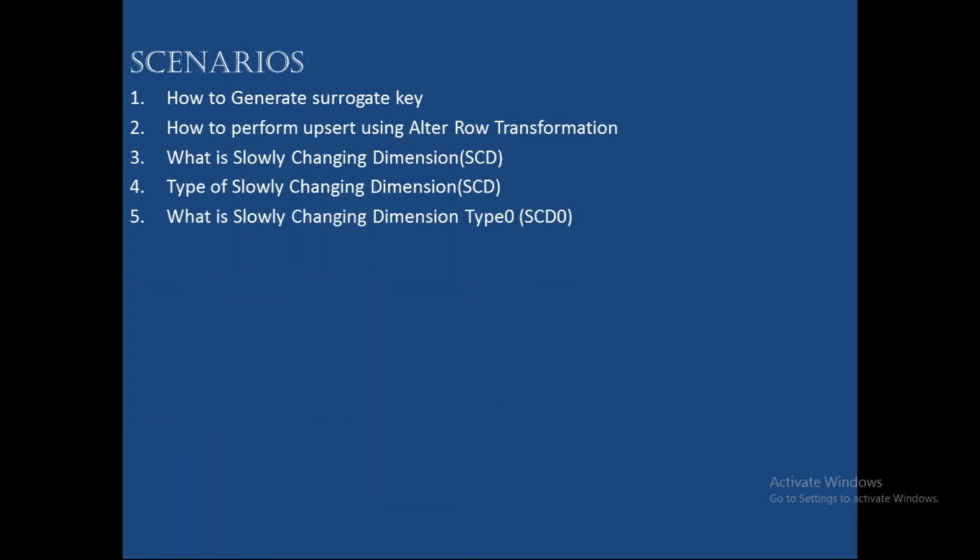Once you know the types, mostly in industry we use SCD1 and SCD2. SCD3 is used very rarely. SCD0 is nothing but it will not allow any changes to your dimension, so we are not going to use anything in type 0. Then we are going to talk about slowly changing dimension type 1. It is important in real time. Mostly we are going to implement SCD1.